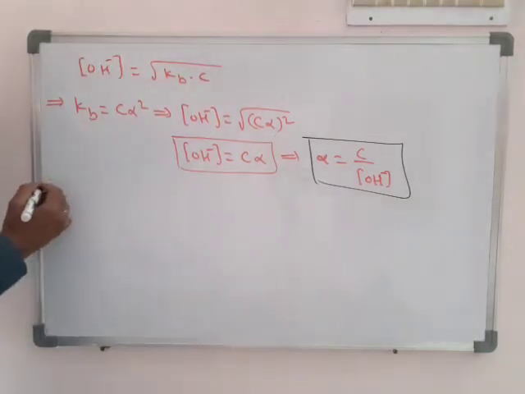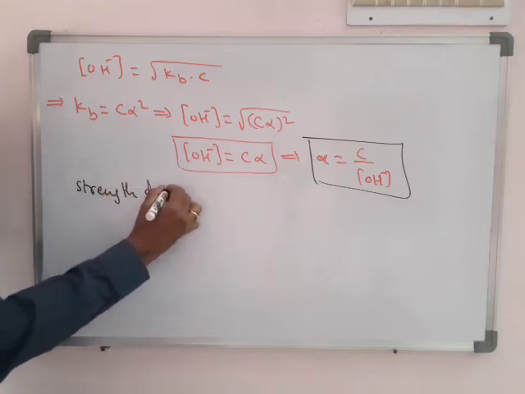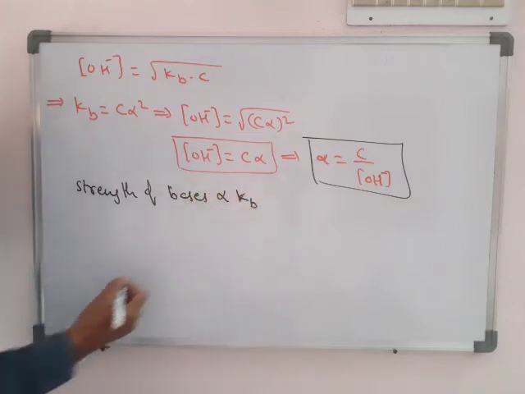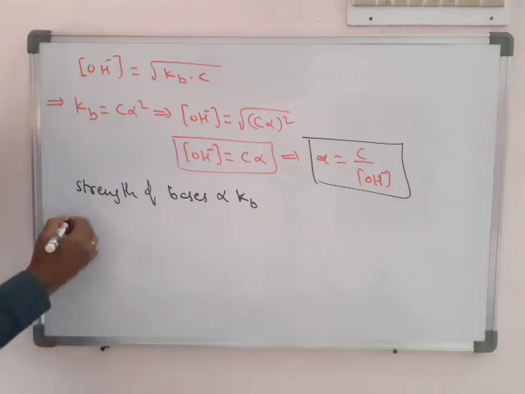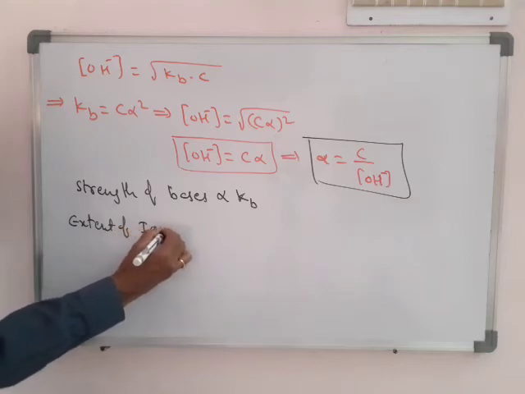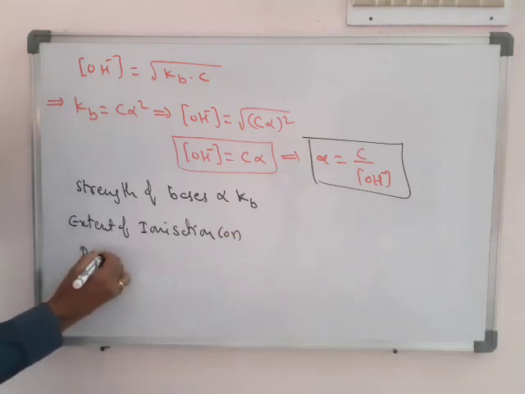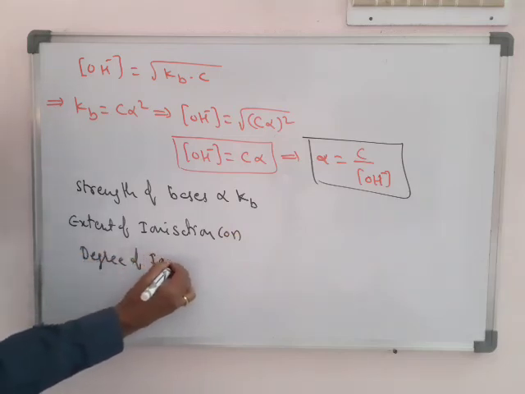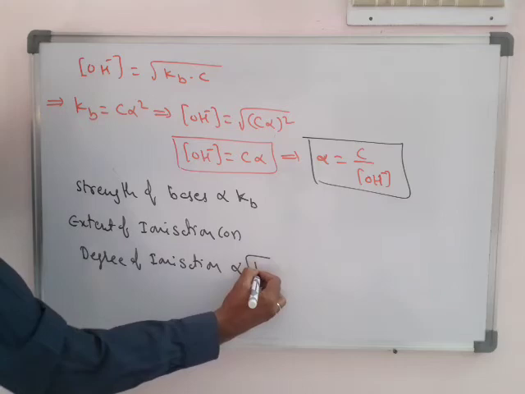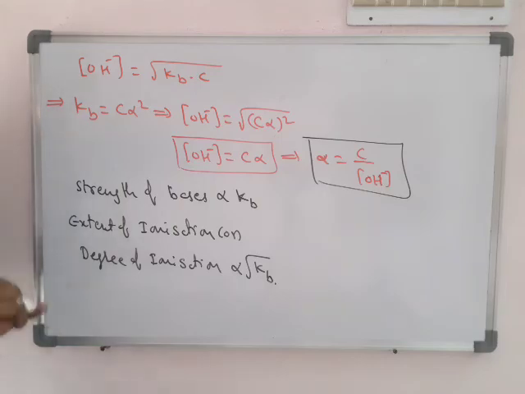So finally here we can write: strength of a base is directly proportional to Kb, meaning Kb decreases, strength also decreases. Next, extent of ionization or degree of ionization is proportional to root Kb. For bases it is root Kb, for acids it is root Ka.